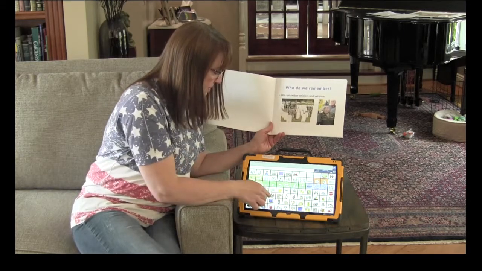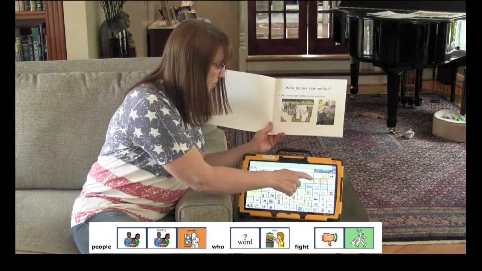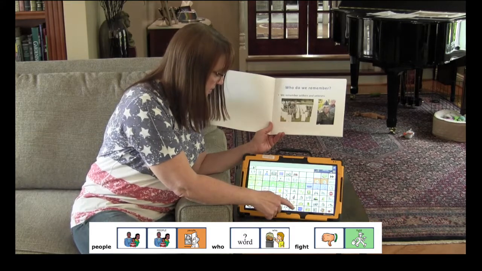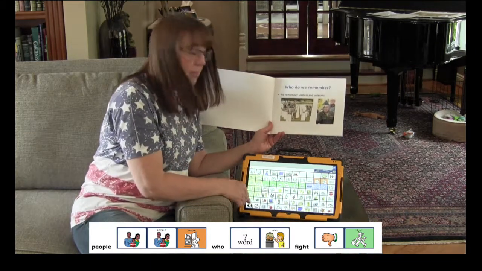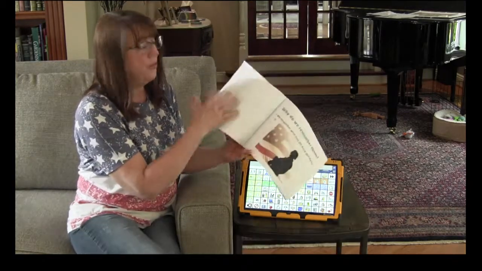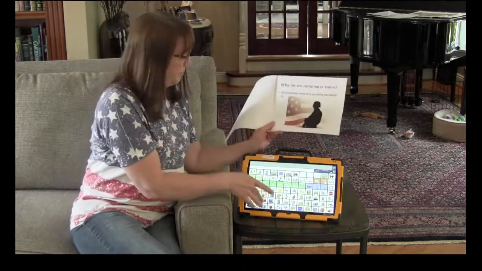So they are people. People. Who? Fight. They are people who fight. And veterans are the people who fought in wars. But they're not part of the Army anymore.